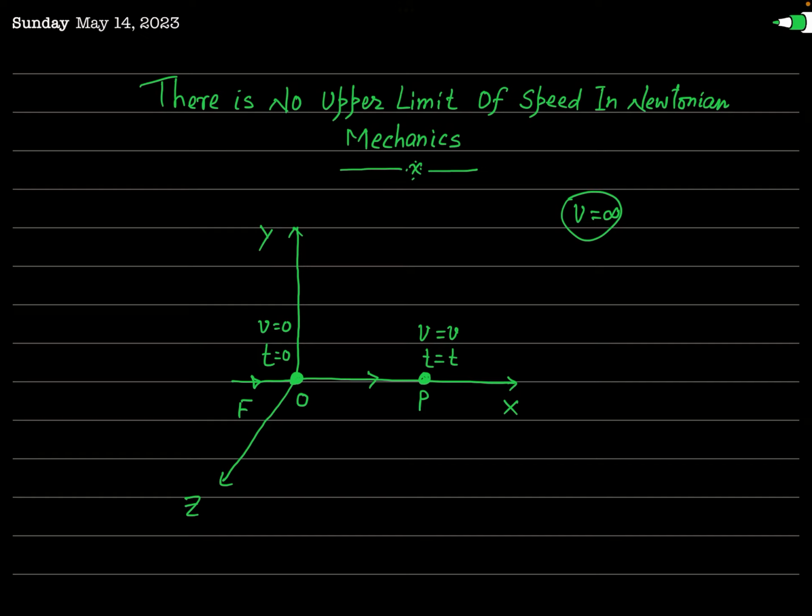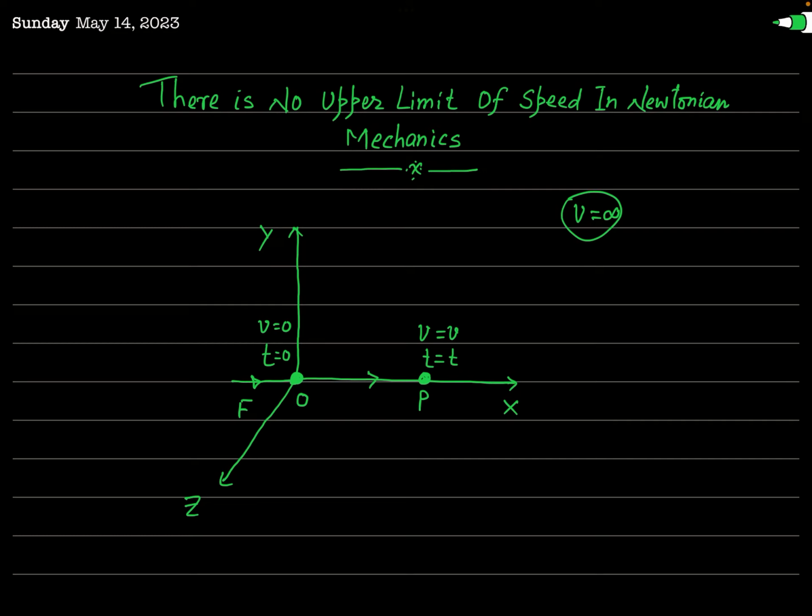We consider a particle of mass m, lying at the origin of our coordinate system at time t equal to 0. Let us consider a constant force F is impressed on the particle in the x direction. Since the force is applied in the x direction and the particle is initially at rest, the motion will be along the x direction, that is, a one-dimensional motion. And as you know, in one-dimensional motion there is no need to write the vector form of the equation of motion; it will be equivalent to the scalar form.